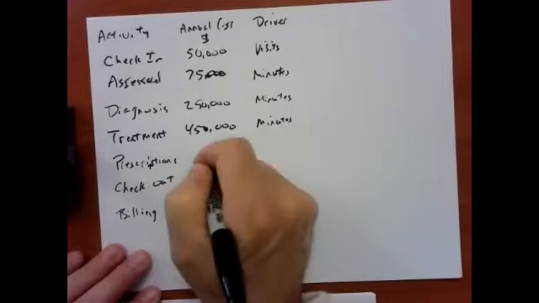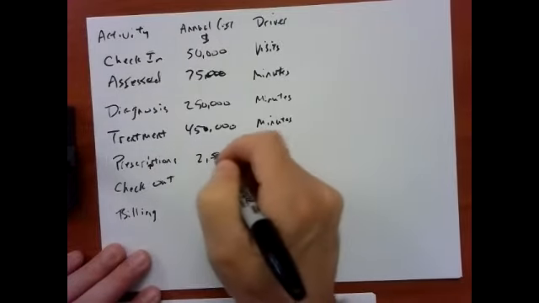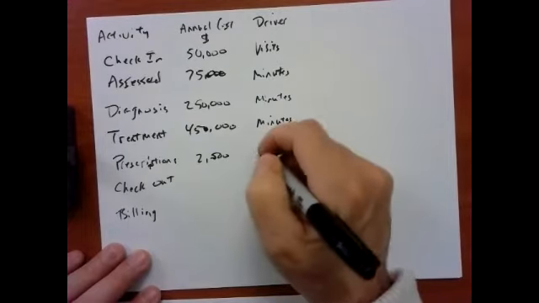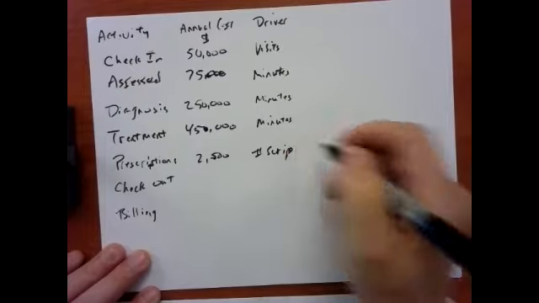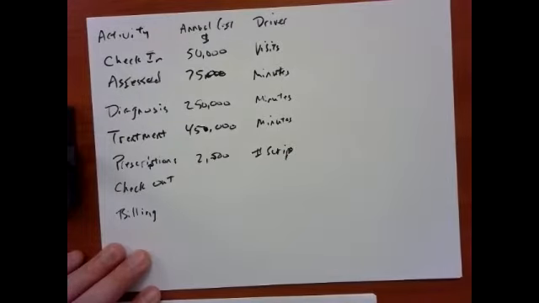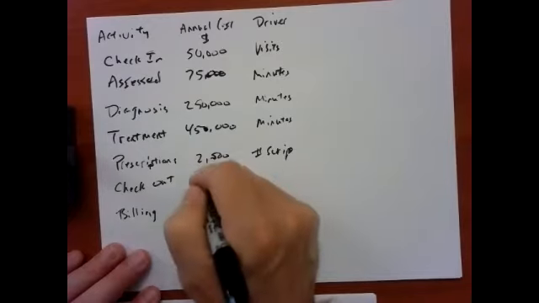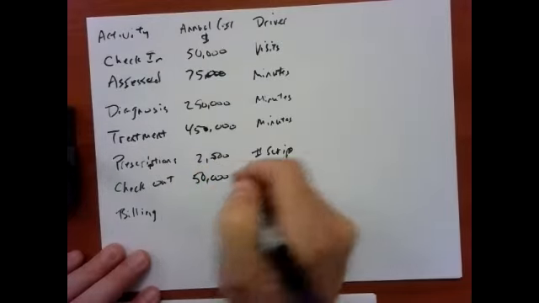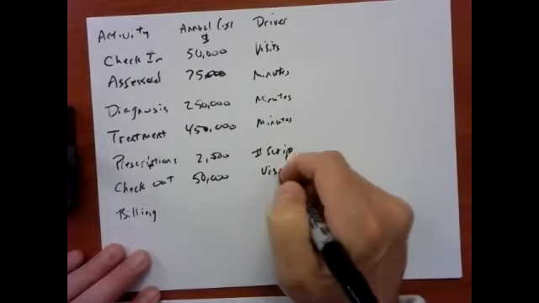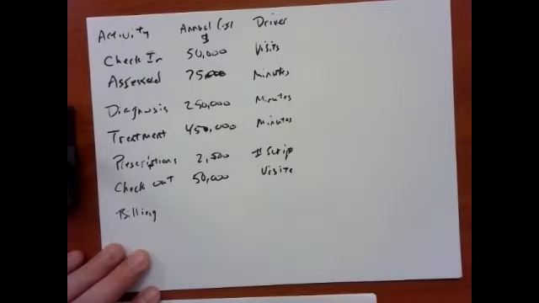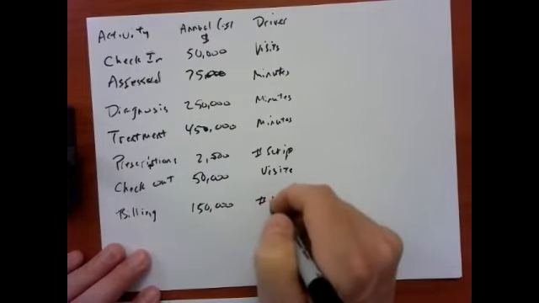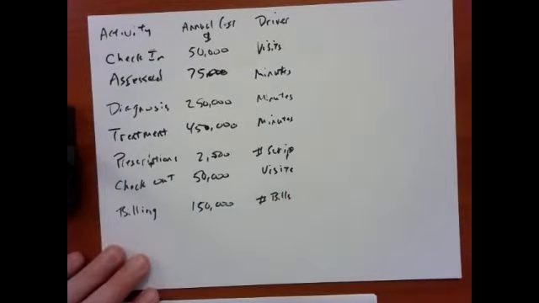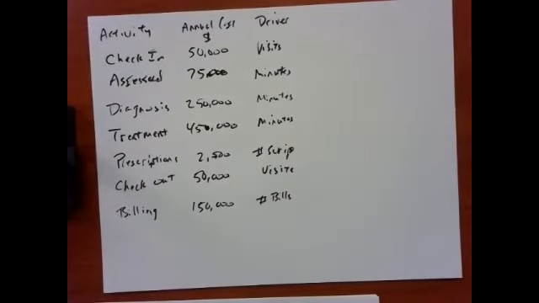Prescriptions doesn't cost us very much because really it's just the doctor writing a prescription. So this will be the number of prescriptions, I'm going to abbreviate that, scripts. And then the checkout process costs us $50,000 as well. That's going to be driven by the number of visits. And then billing, we spend $150,000 on billing, and we're going to assume that's the number of bills generated. Now, you can actually have more than one bill for a visit.